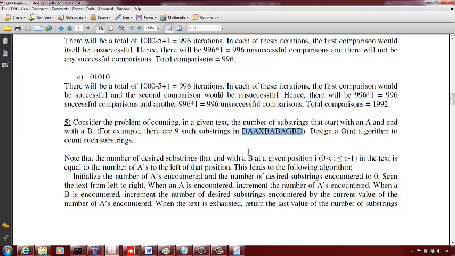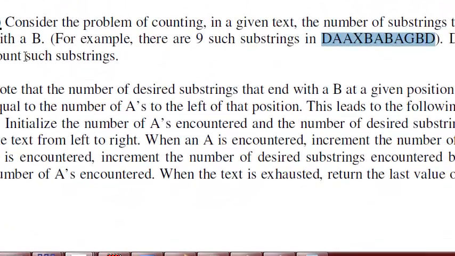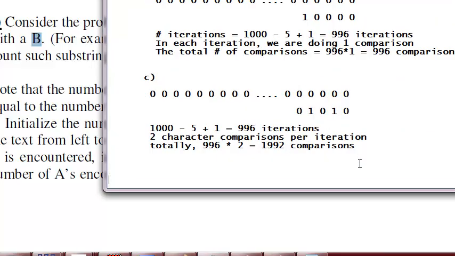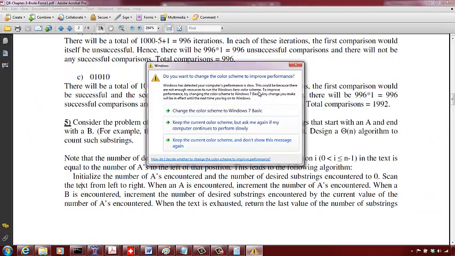Now the logic I suggest for this particular problem is, since we want to find substrings starting with one character and ending with a different character, what we have to do is, let's go with that example. We have, let me see if I can copy this.